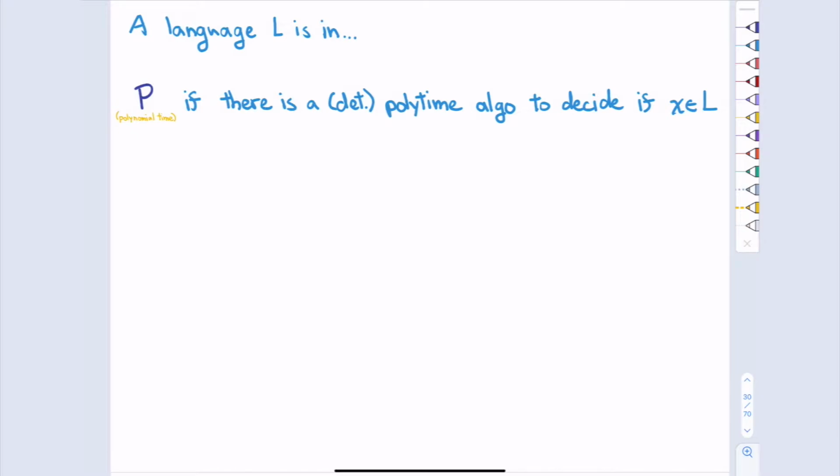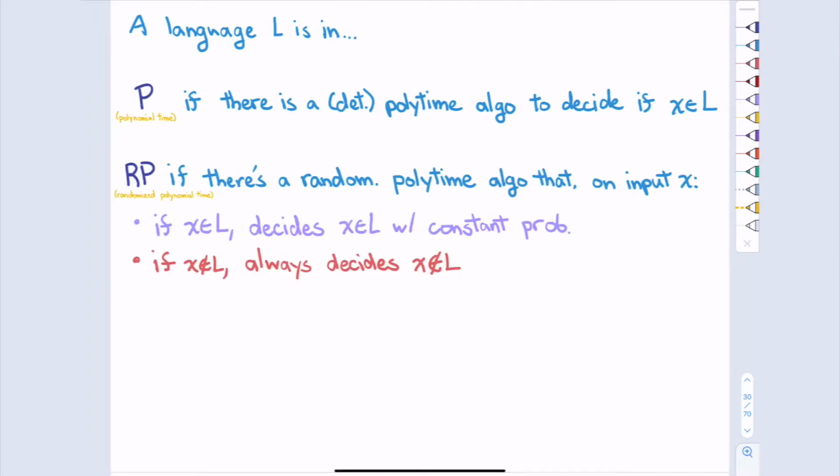Right, basic classes. So you all know this. A language is in P, which stands for polynomial time, if there's a deterministic polynomial time algorithm to decide if an input is in the language. The point is that we also have definitions for randomized algorithms. So here's the first one. RP, which stands for randomized polynomial time, means that there's some randomized polynomial time algorithm such that given X, if X is in the language, it should say X is in L with constant probability, let's say 1/2. It doesn't really matter the constant. On the other hand, if X is not in L, it should always say X is not in L. So it's one-sided error. It's allowed to have false negatives, but not false positives.